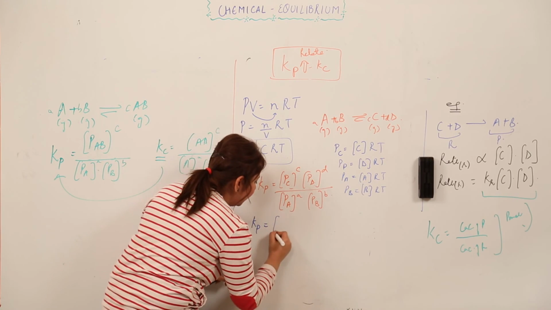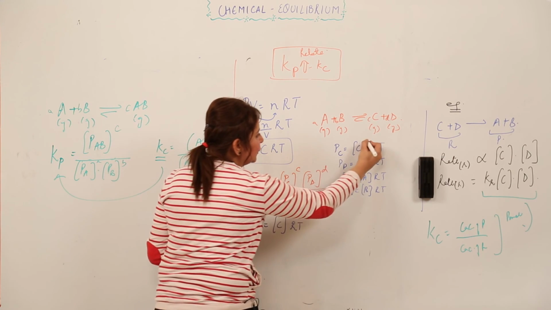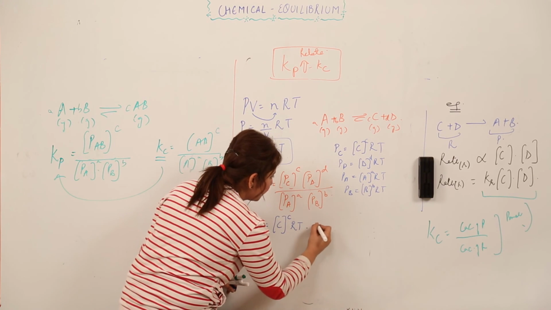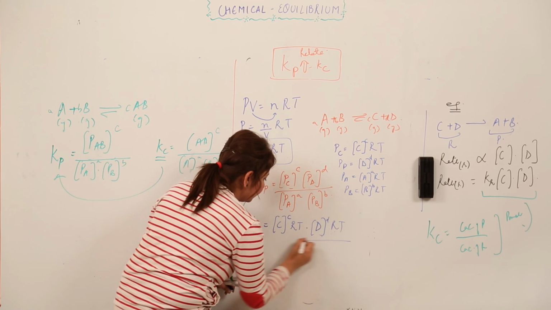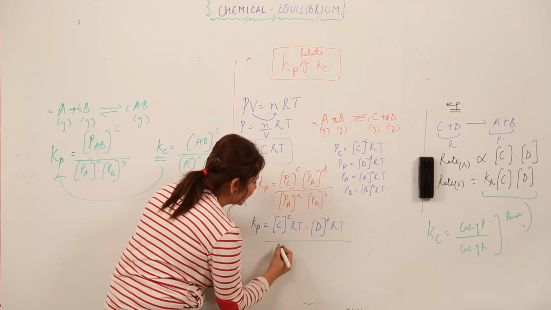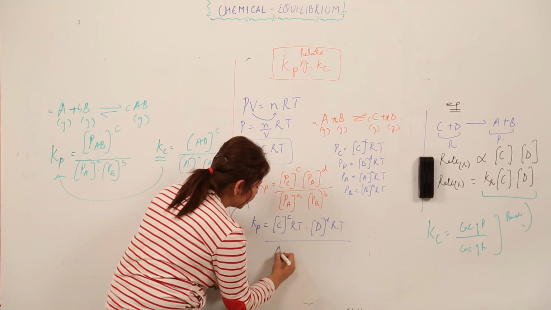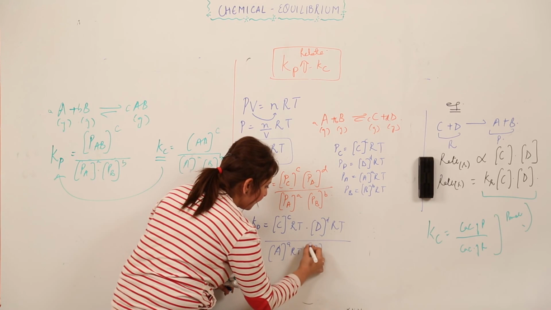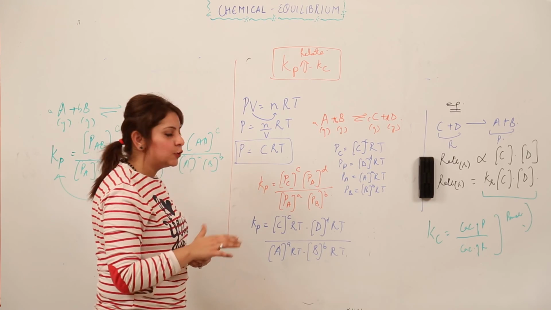So it comes out to be CRT, and we have the moles also, right? So I'm writing the moles as well. Just substitute their values. It's not difficult to do that, it's simple. We are just putting the values in terms of the partial pressures. Right. So in this way we are doing it, right?